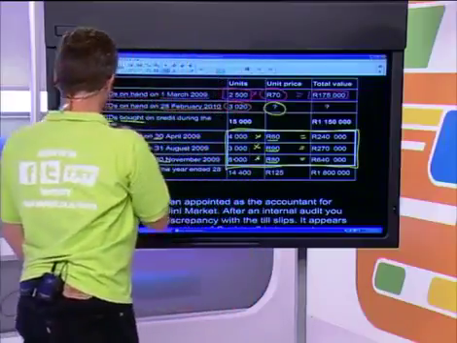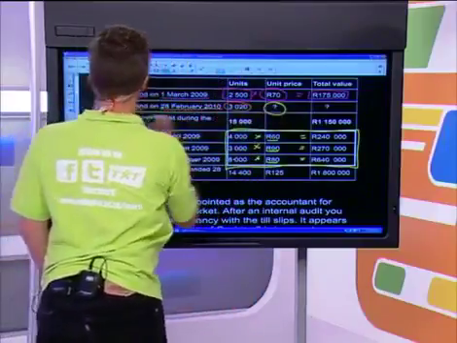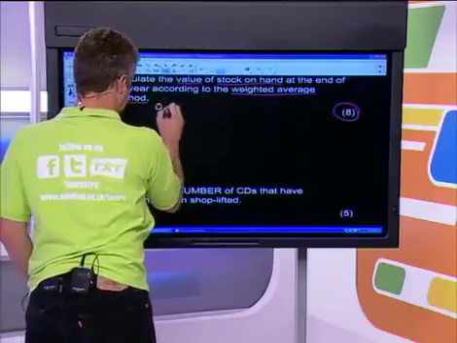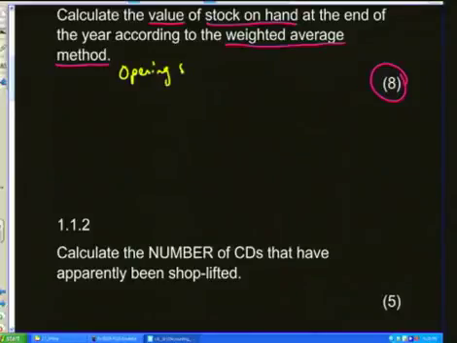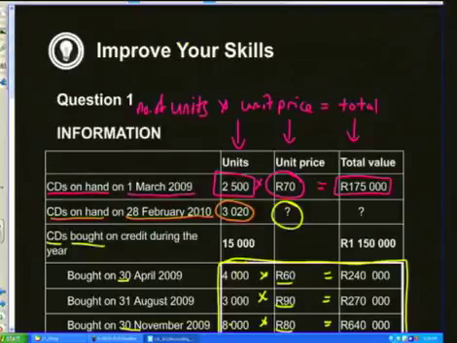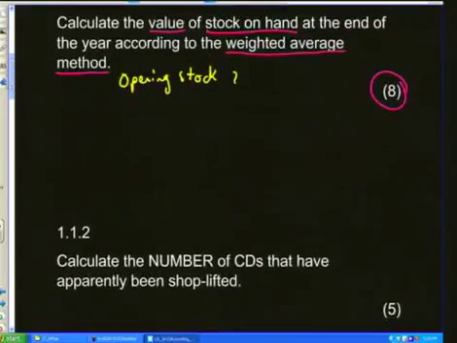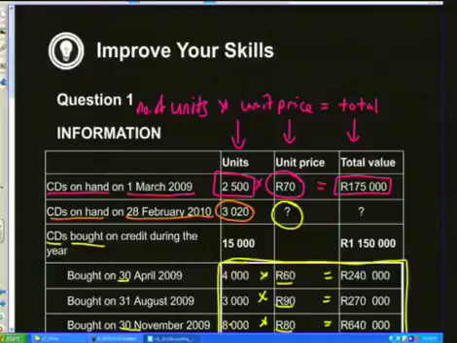So to calculate the weighted average, what we're going to do is we're going to start with our opening stock. So our opening stock was, let's just write it down here, opening stock. There's no set format as to how this should be set out, but the way I normally do it is I put the quantity and the price in total so that we can see easily how much it is. So our opening stock was the 2,500 at a price of 70. So it was 2,500 CDs times by 70, and we put the answer over there. The good news is that they've actually given us the answer of 175,000.